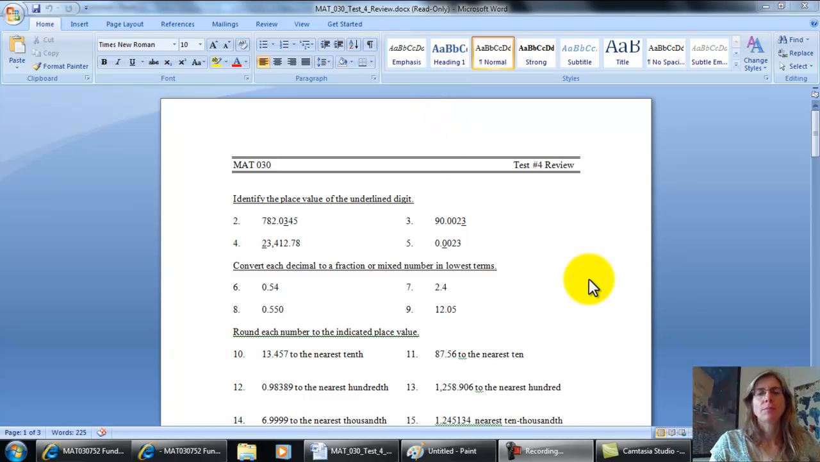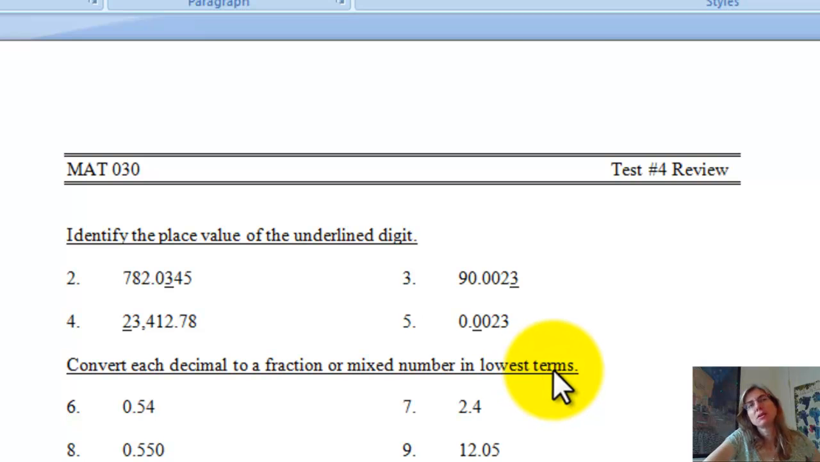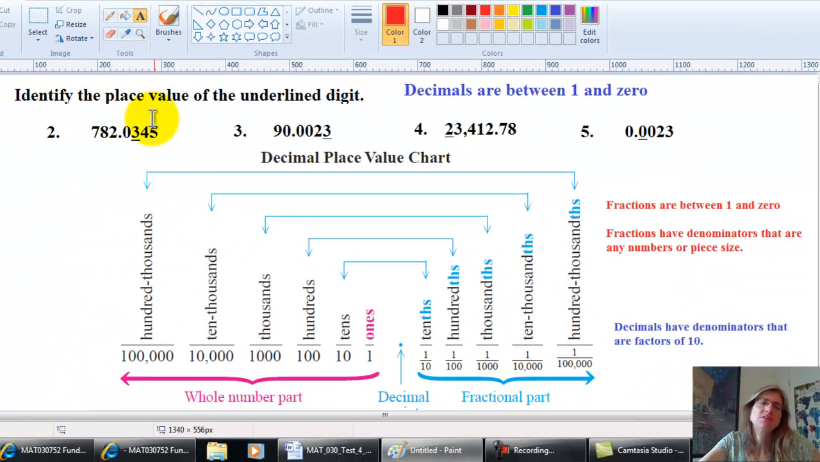This says test 4 review, but we're not doing test 4. But this information is on the final, and it's about decimals, so it's the last bit of homework after test 3 that you need to do to understand for the final. So it's decimals. These problems didn't start with number 1, it started with number 2, so I left it that way.